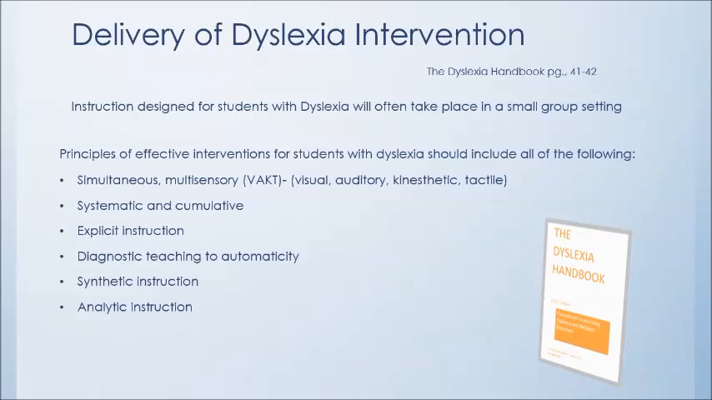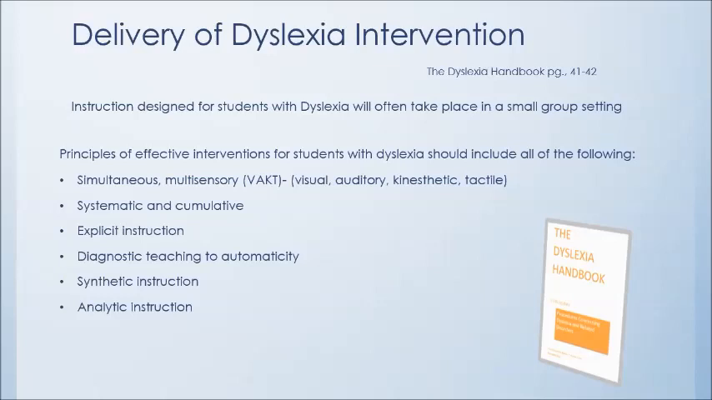Next, we have systematic and cumulative, which is multisensory language instruction, which requires that the organization of material follow the order of the language. Explicit instruction is explained and demonstrated by the teacher one language and print concept at a time, rather than left to discovery through incidental encounters with information.